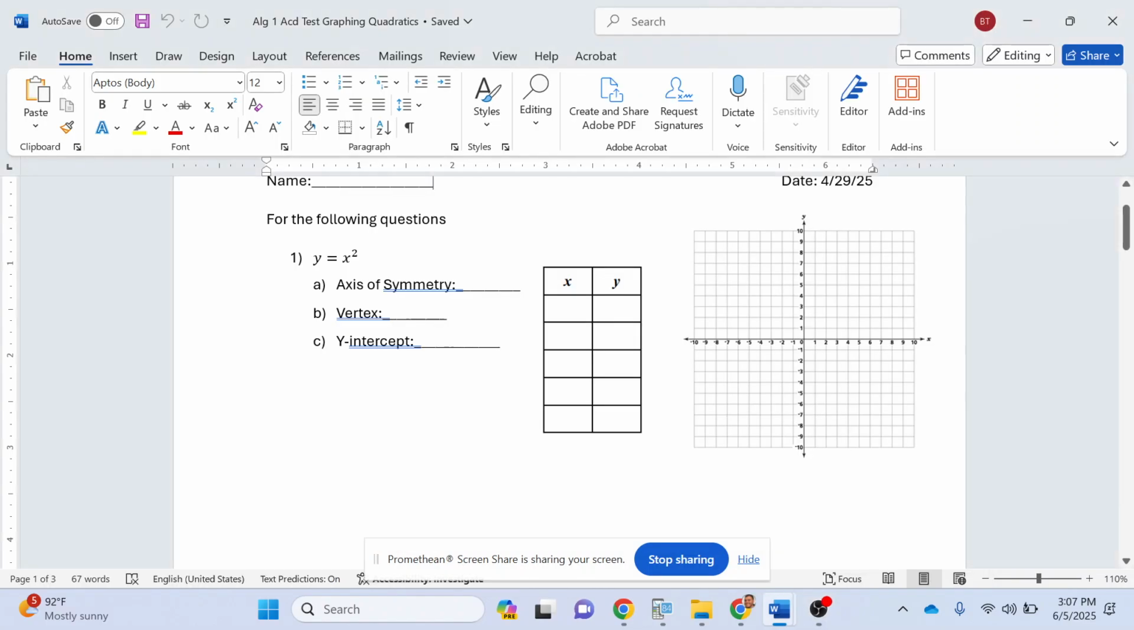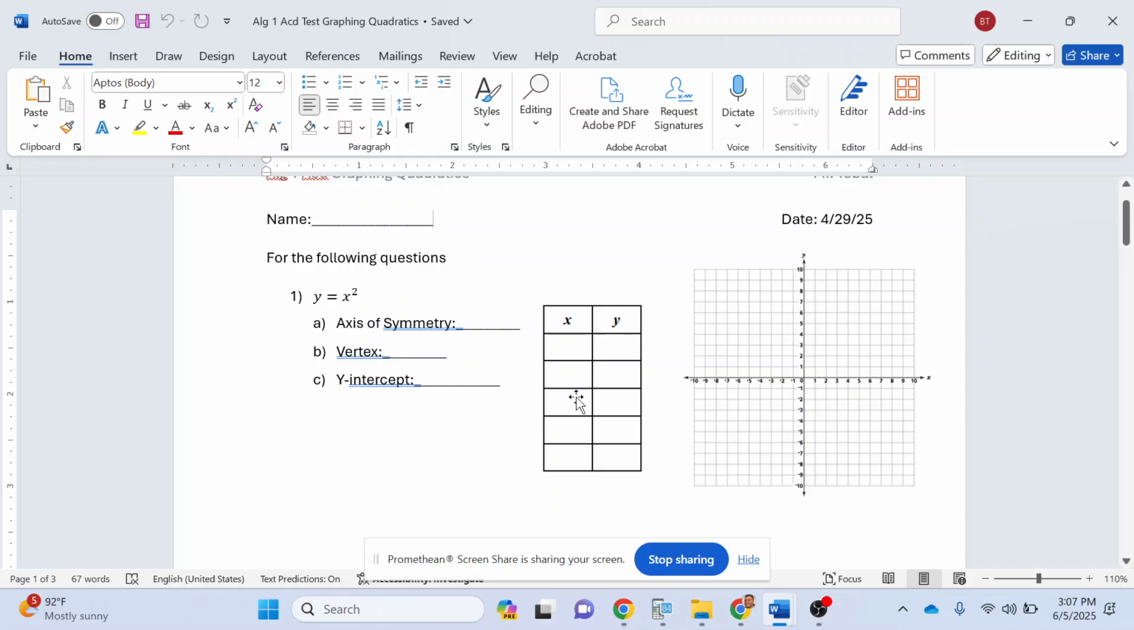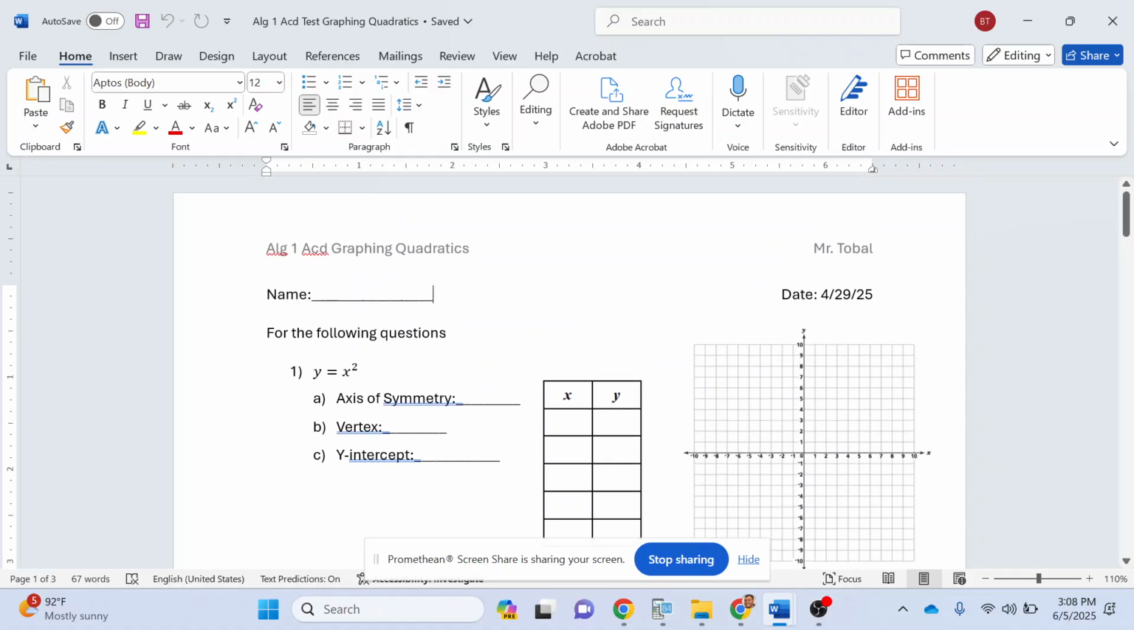All right. So we're back on graphing. You should open up your packet to graphing if you have it. And if you don't, I have a couple extra copies here. So come up. Graphing, yes, this one. It should say Algebra 1 Academic Graphing Quadratics right on top. Hopefully, this is the correct one.